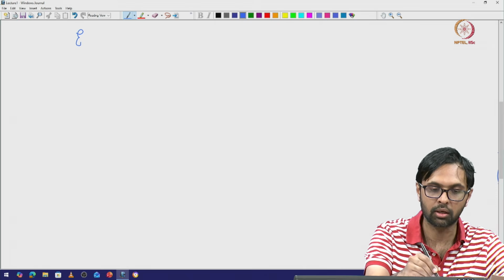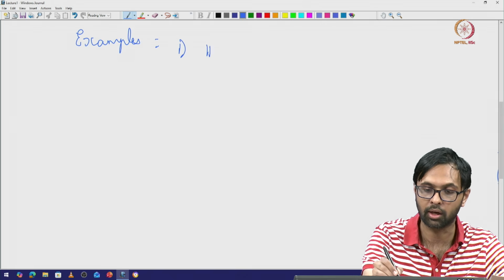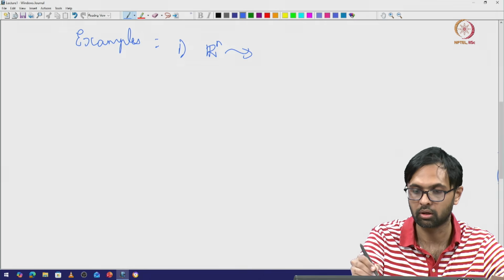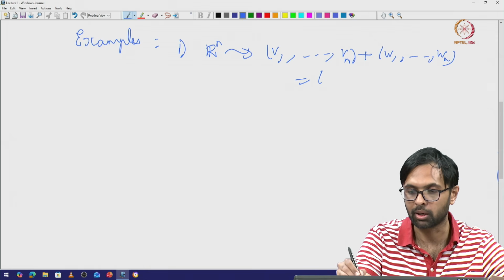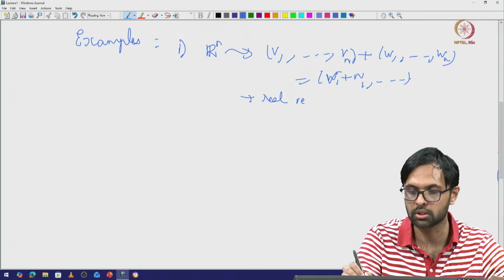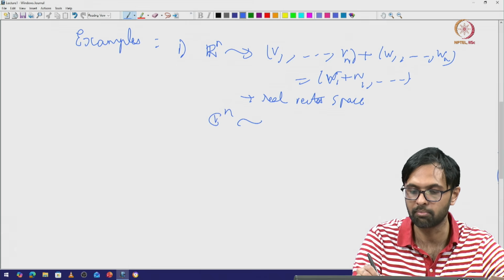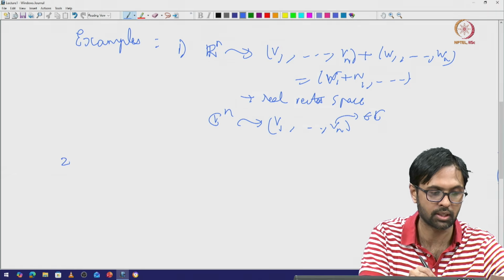More importantly, rather than recalling the definitions, let's look at some examples. For example, Rn. This is a vector space. You can take any tuple of n numbers, you can add them by component wise addition, you can multiply them component wise, and so on. So this is a real vector space because the scalars are real numbers. Likewise, you have Cn, same thing, except that these vi's, they're all complex numbers. These are the simplest examples.